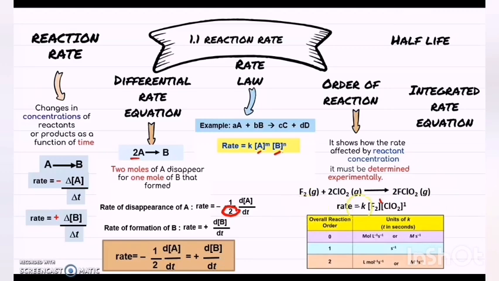Actually, when we already know the unit of k of the reaction, we can know the overall reaction order for that reaction. If we have k with the unit of M s^-1, it is zero order. If k has s^-1, it is first order. What if the unit of k is M^-1 s^-1? It is a second order reaction.